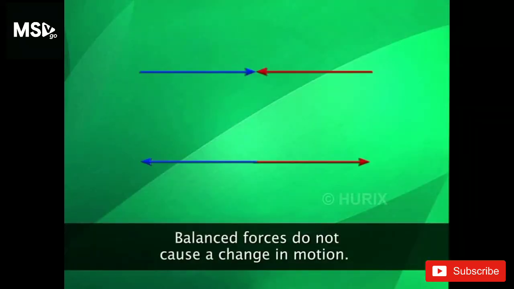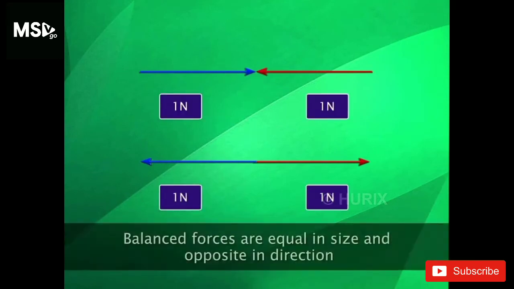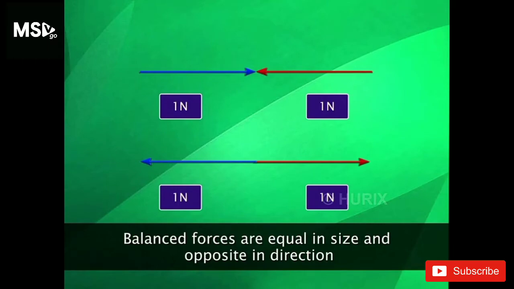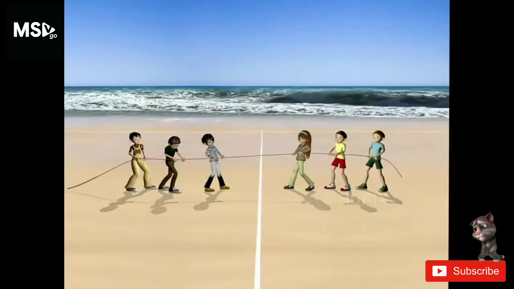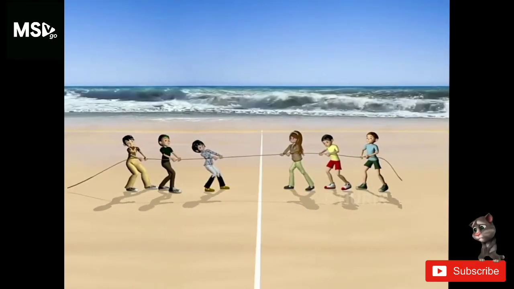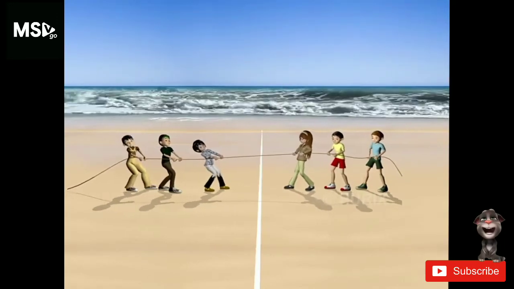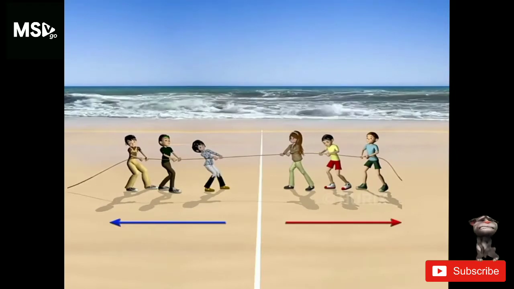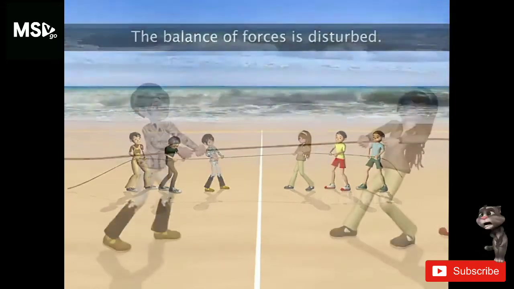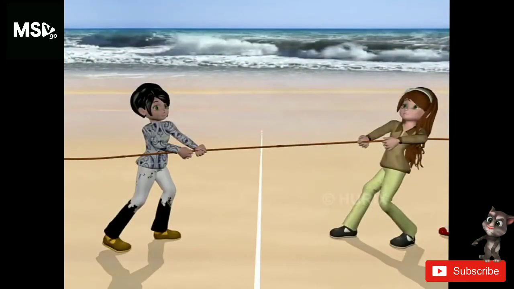Balanced forces do not cause a change in motion. They are equal in size and opposite in direction. In the tug-of-war, when there were equal numbers of participants on both sides, the forces applied on both sides were equal and opposite in direction. As a result, the forces were balanced, and the rope stayed pretty much in the same place.